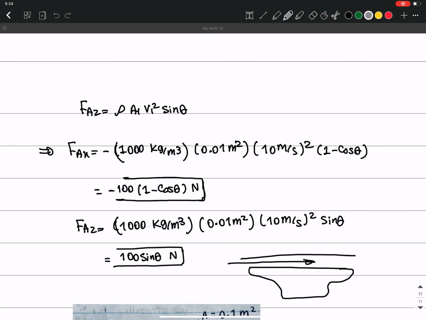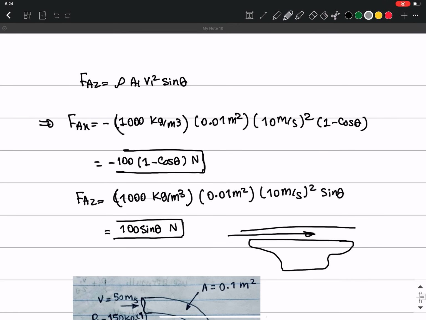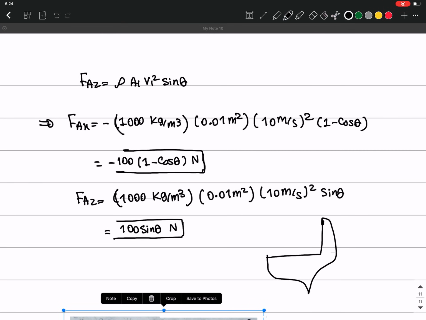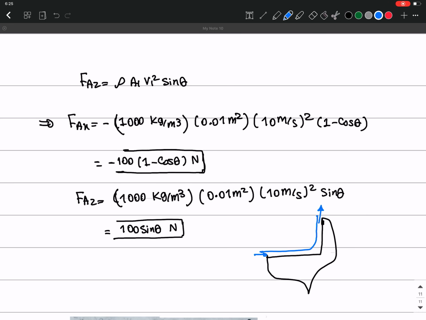We can also investigate another condition. The maximum vertical force that this vein can handle is 100 Newton, right? And that is when we have a vertical plane here. So let me show. If you have a vertical, theta is 90 degrees. So if theta is 90 degrees and your vein is something like this, and then you shoot water from here, and then it goes like this, okay? So theta is gonna be 90 degrees here.